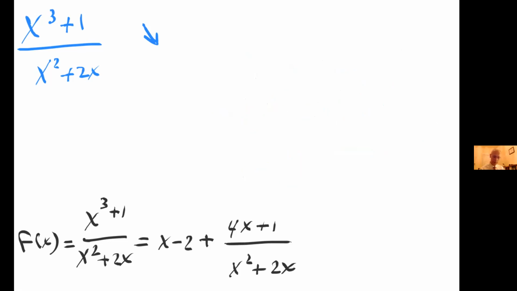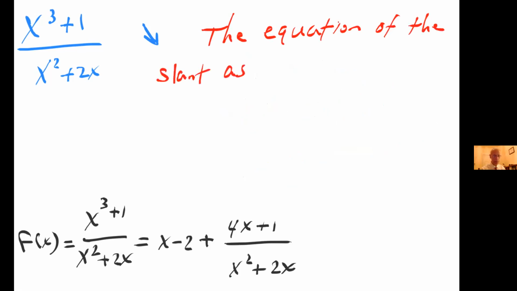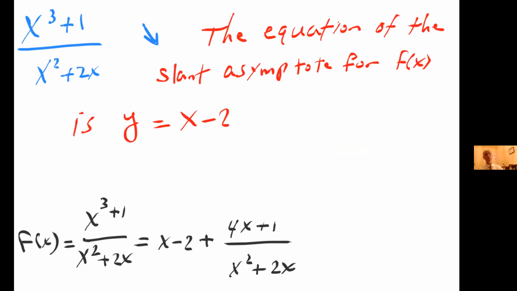The equation of the slant asymptote for f of x is y equals x minus 2. First of all, we all know that a slant asymptote must be linear. Here's my x minus 2 that I got from here.